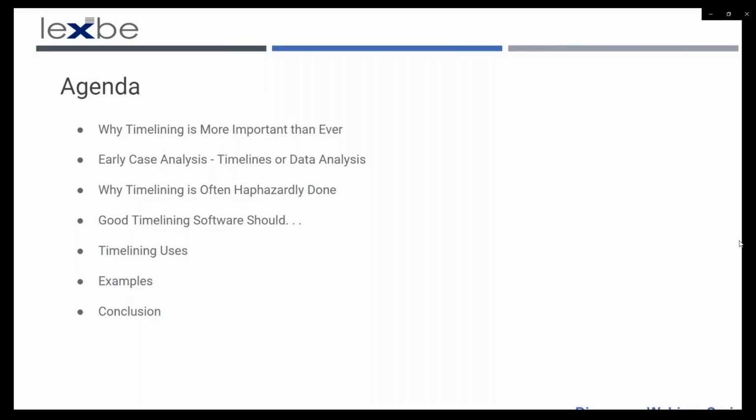I will also discuss how timelining can sometimes be disjointed or disorganized, and the pitfalls of ineffective or inefficient timelining, and then what you want good timelining software to do for you, and a couple examples of how to use timelining in your workflow and case management. And then I'll show you an example in the Lexby platform.